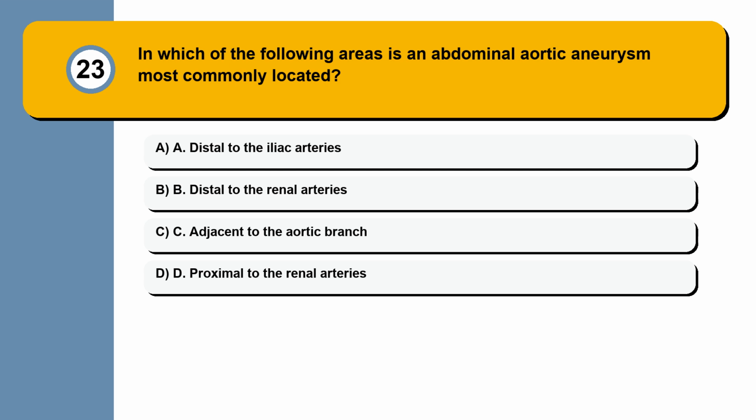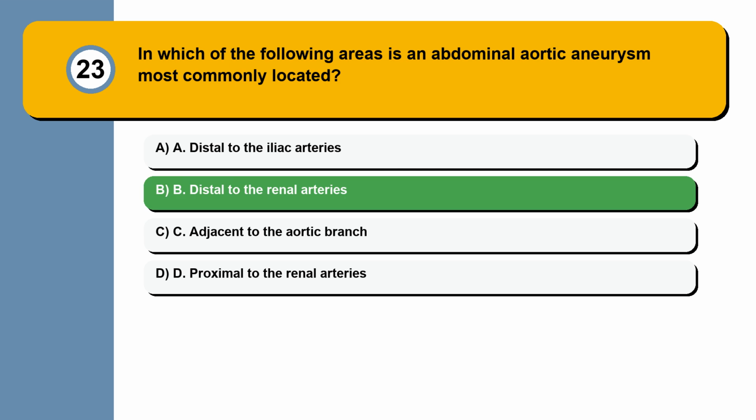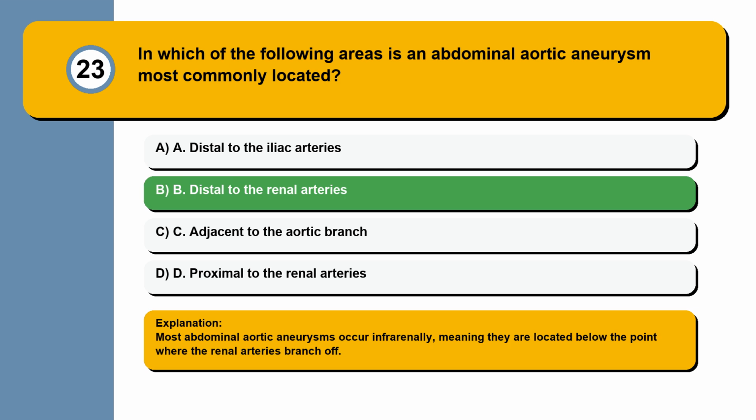Question 23. In which of the following areas is an abdominal aortic aneurysm most commonly located? A. Distal to the iliac arteries. B. Distal to the renal arteries. C. Adjacent to the aortic branch. D. Proximal to the renal arteries. Most abdominal aortic aneurysms occur infrarenally, meaning they are located below the point where the renal arteries branch off.